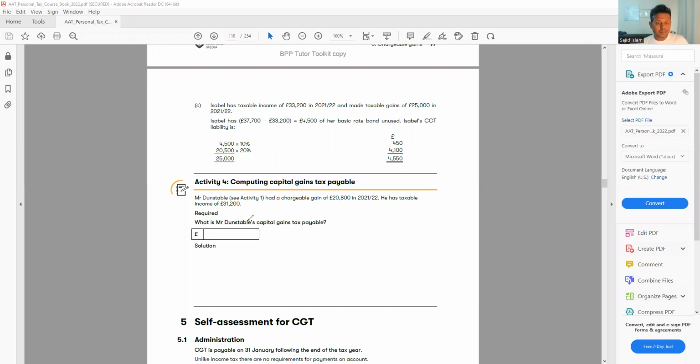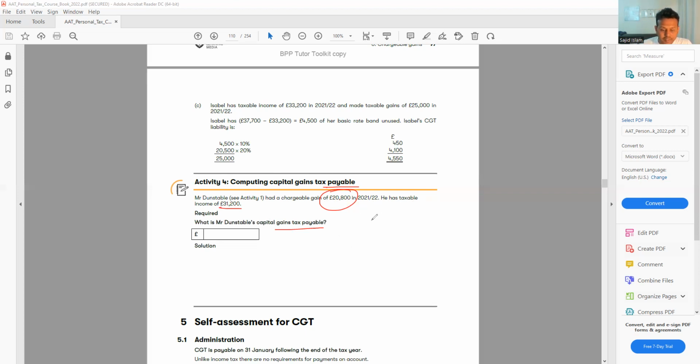Okay, let's have a look at an example, computing the capital gain tax payable. Mr. D, see activity 1, had a chargeable gain. They're saying from activity 1, so the capital gain is 20,800. He has a taxable income of 31,200. How much capital gain tax does he need to pay? So taxable income is 31,200 and chargeable gain is 20,800. That means the total is more than like 50. So 20 plus 30, 50, isn't it? So let's try to do it. How much tax do we need to pay for this calculation?